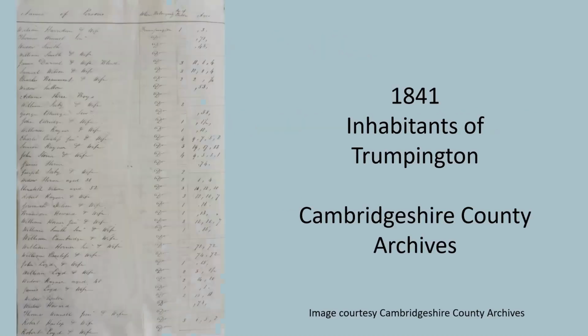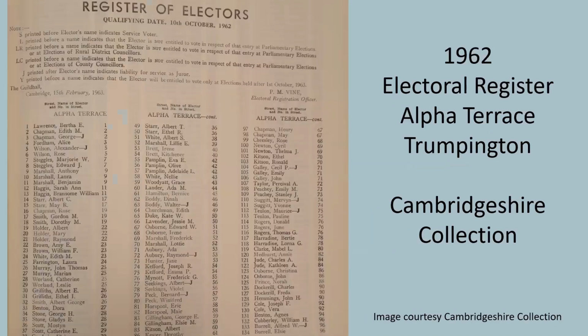For example, Cambridgeshire County Archives have this 1841 document listing the inhabitants of Trumpington, which of course is in parallel to the 1841 census. From the Cambridgeshire Collection, an electoral register. These are a huge source of information, but only of course showing the adults who were entitled to vote, and that means that most women were excluded until 1929.